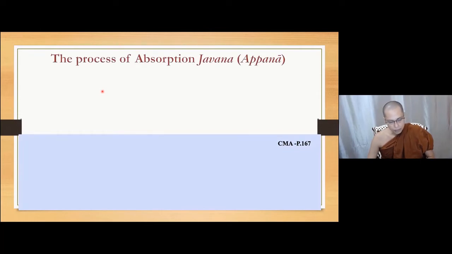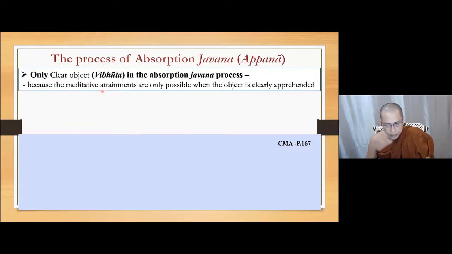Then let's see the process of absorption. This is called the Appana Javana Vara, the process with absorption javana. In this Appana Javana Vara, there is no difference between clear object and obscure object, because in the process of absorption javana there is only a clear object. So there is no distinction of clear or obscure, because only a clear object can be the object of the absorption javana process.